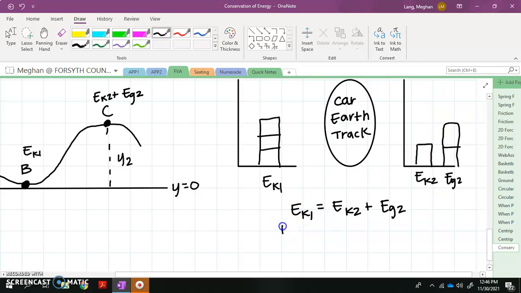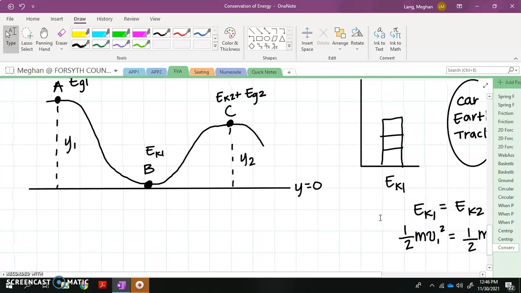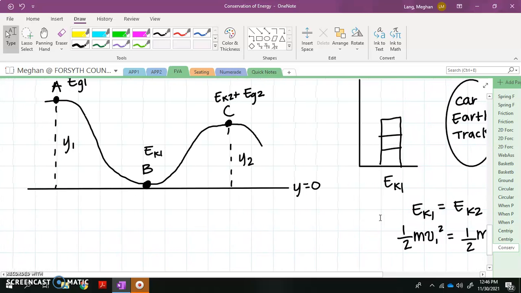And that would be my conservation of energy equation that I could use to start solving for things. So EK1 would be 1/2 mv1 squared, or the velocity at point B. EK2 would be 1/2 mv2 squared, or the velocity at point C, plus mgy2. And then I could use that to solve for mass or velocity or y2, depending upon the question. Okay, so take all of these ideas and work on example set one. Let me know if you have any questions.